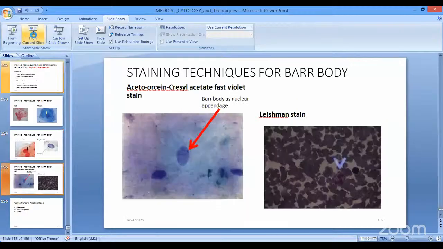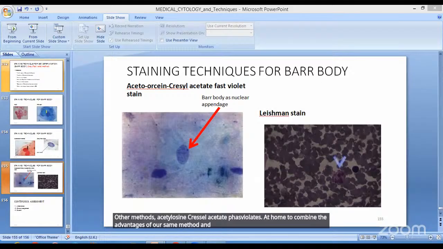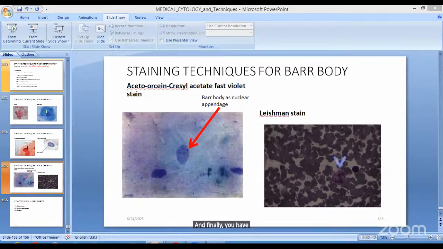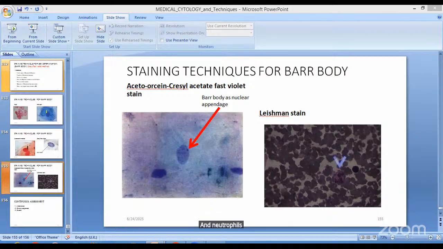Another method is aceto-orcein cresyl acetate fast violet, which combines the advantages of the aceto-orcein method and the cresyl fast violet method. And finally, you have Romanowsky stains, Leishman stain, or Giemsa. It will demonstrate the Barr body in neutrophils as a drumstick. That's what this slide has shown.